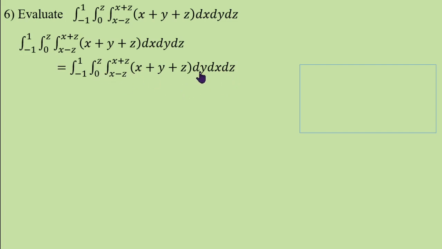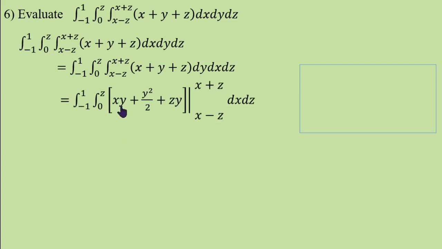Now, integral of x plus y plus z with respect to y is nothing but xy plus y square by 2 plus zy. The upper limit of y is x plus z, lower limit is x minus z. Therefore, xy, that is integral of x with respect to y, integral of y with respect to y is y square by 2, and then plus zy. Limit of y is x minus z to x plus z.